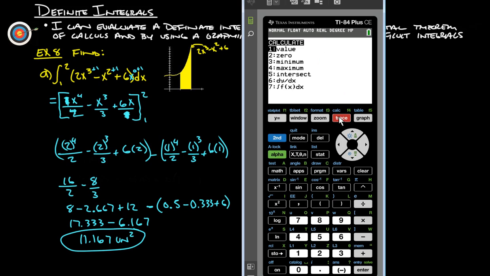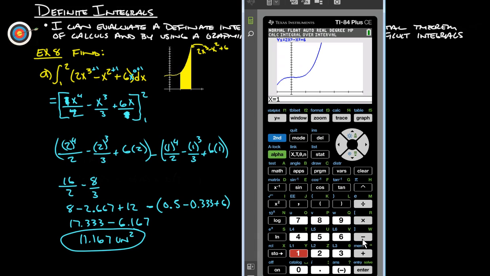Second trace, and we're going to do number 7 down here. It's going to ask, what's the lower limit? We want our lower limit to be 1, so you literally just push 1, and push enter, and it's going to give us our lower limit of 1. And then what do you want for the upper limit? Push 2, and then enter, and it's going to go through and actually shade all that stuff in. The other nice part is it gives you the area under the curve, 11.1667, which is what we got there. So that's 3 different ways to do the same problem.